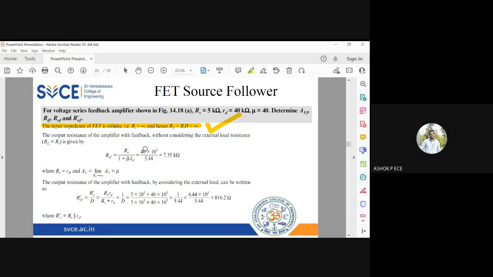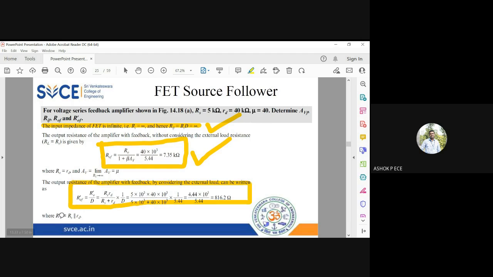And R0F is considered without considering the load. So it is R0 by 1 plus beta AV, and you get 7.35 kilo ohm. And R0F dash is considering the load. So considering the load, you can find that RS and RD are in parallel connection. So you can find R0 dash. From R0 dash, you can find R0F dash. So you get the answer as 816.2. What all parameters you have to note?